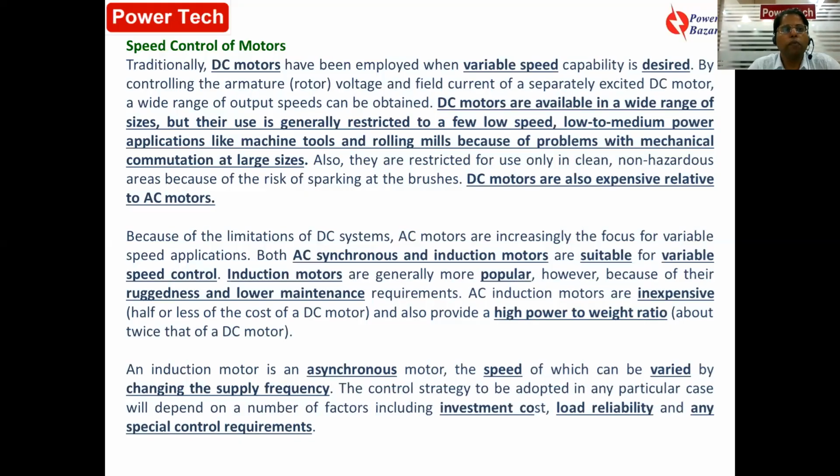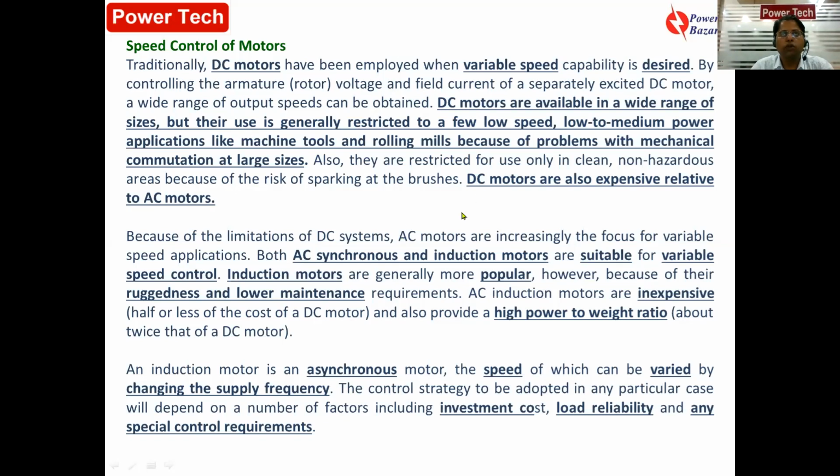Now, speed control of motors. Normally, we all know DC motors are employed where we require variable speed, and it can be easily changed by changing the excitation current or field current, or by controlling the armature or rotor voltage. But DC motors are really expensive compared to AC motors.